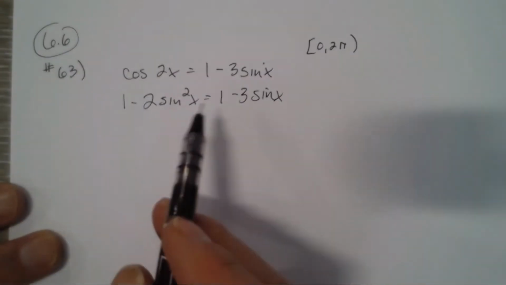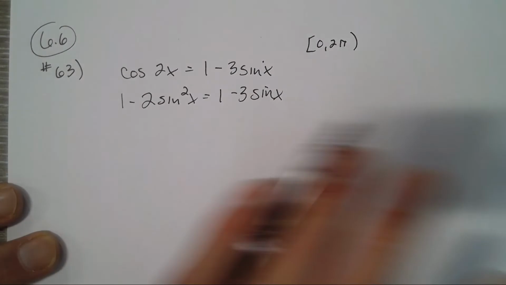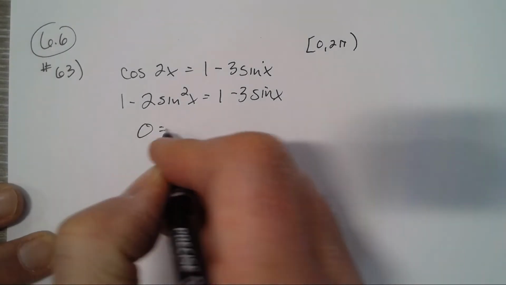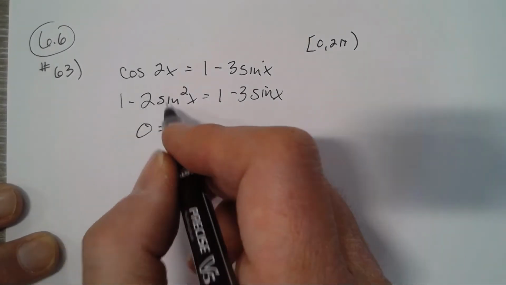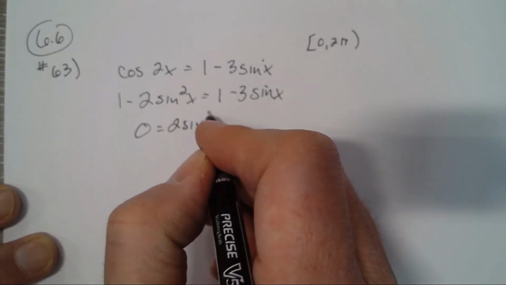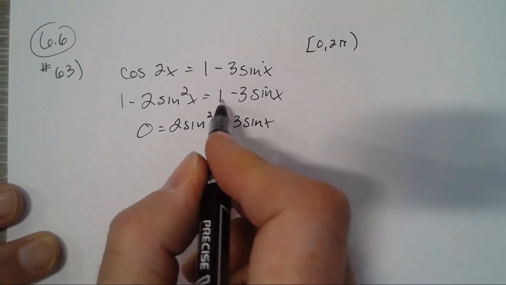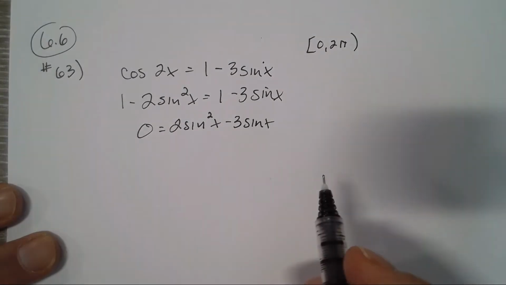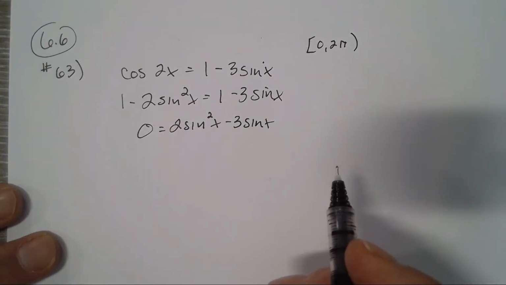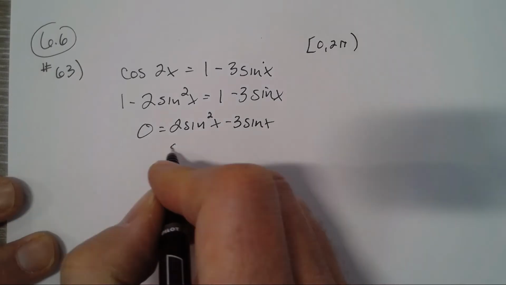Alright, so I like to deal with a leading coefficient that is positive. It's a negative 2 sine squared, so I'm going to move everything to the right side. So I'm going to subtract 1, add 2 sine squared x's. Subtract 1, subtract 1. Okay, so this is what we end up with. So now we can solve. I'm going to pull out a sine x.